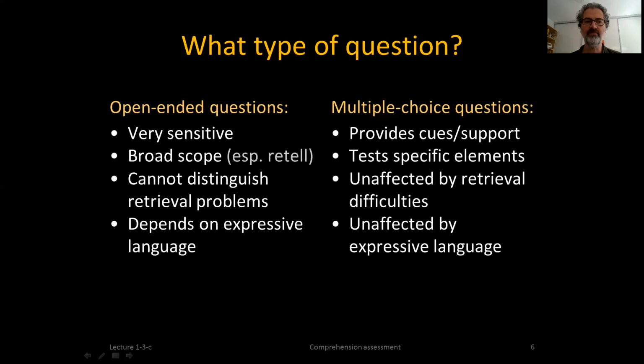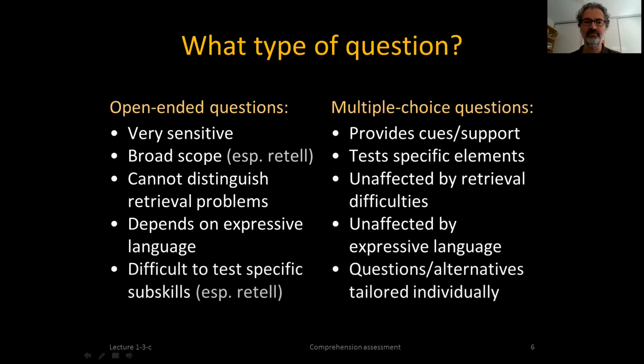Open-ended questions, therefore, also depend on expressive language because in order to formulate a good answer, one must be a good user of the language. In contrast, no expression is required for a multiple choice question as the person being tested simply chooses one of the alternatives. Therefore, multiple choice questions are not only more targeted, but also more directly and more specifically related to comprehension than open-ended questions, which are affected by memory and general expressive language issues.